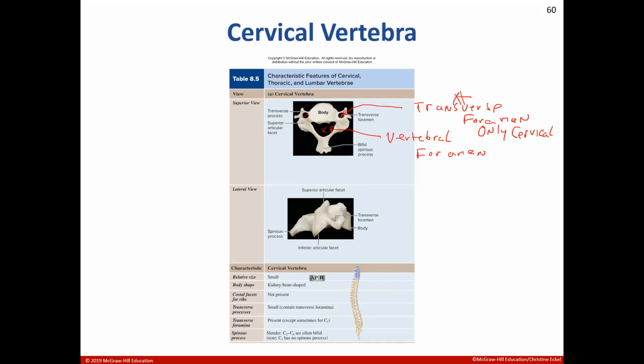So you can tell by looking at the superior view that that's a cervical vertebra, and that's how it's presented to you. And you can see the 3 holes. No other section has that, just cervical. And the spinous processes are kind of finned, they call it bifid spinous, like a fin. You see that looks like a fish's tail. And that only happens in cervical.